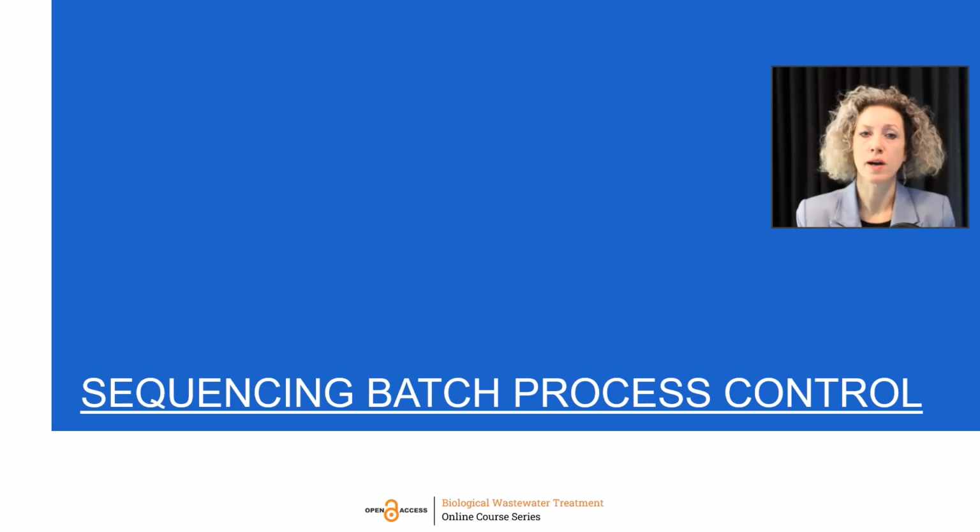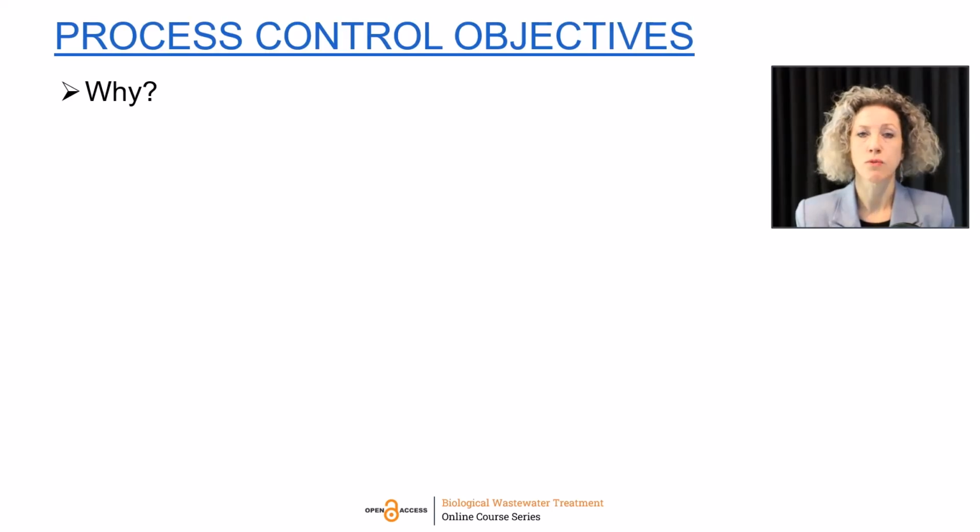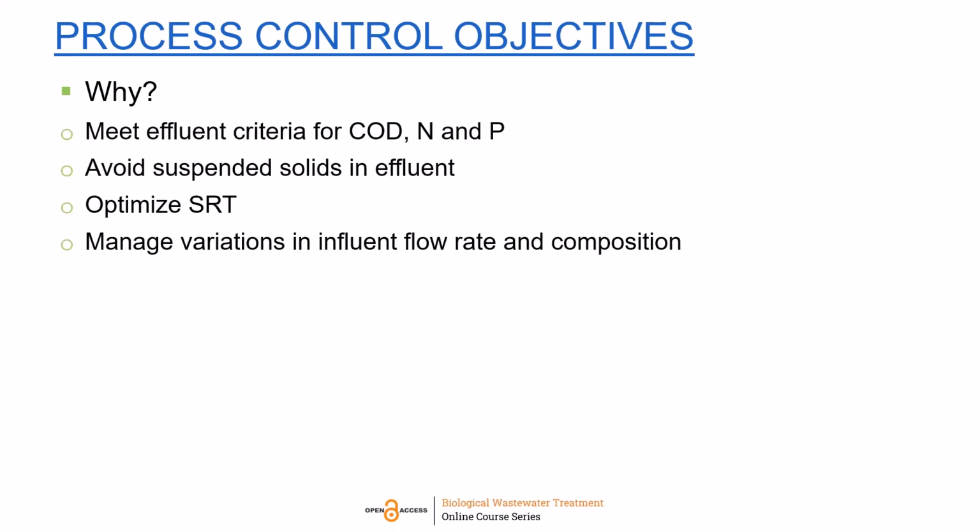The batch-wise reactor operation also involves specific process control aspects. First of all, why do we need process control? Well, we need to meet the effluent criteria for organic carbon, expressed in COD, for nitrogen and phosphorus. We want to avoid suspended solids in the effluent. We want to optimize the sludge retention time, or SRT. And we need to manage all of this dealing with variations in influent flow rate and the influent composition.